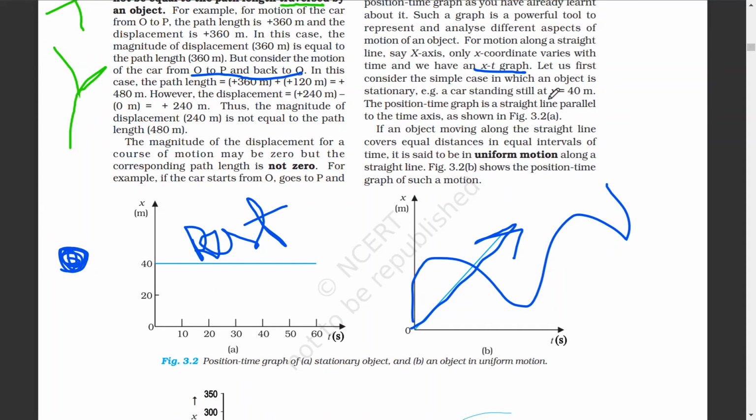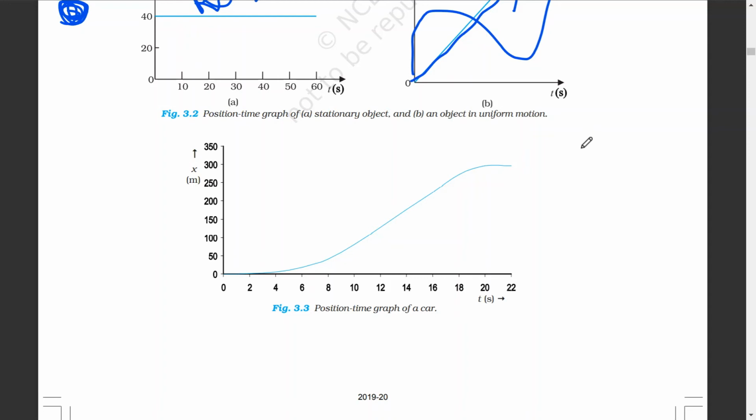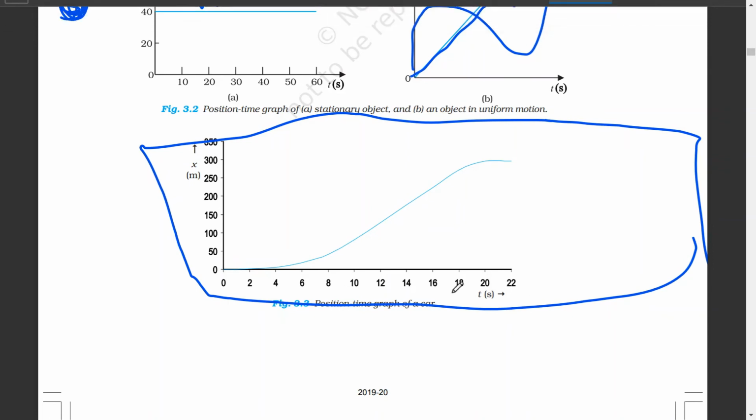Let us first consider a simple case where the object is stationary. An example is a car standing still at x equal to 40 meter. The position-time graph is a straight line parallel to the time axis. If an object moving along a straight line covers equal distances in equal intervals of time, it is said to have uniform motion along a straight line. This is the position-time graph. This is a body moving with uniform velocity.